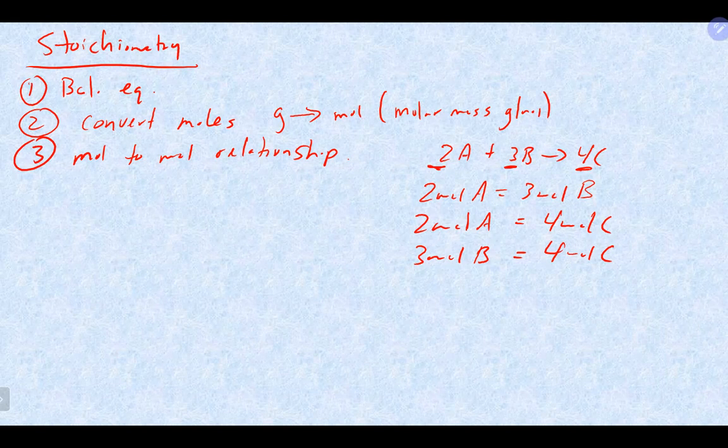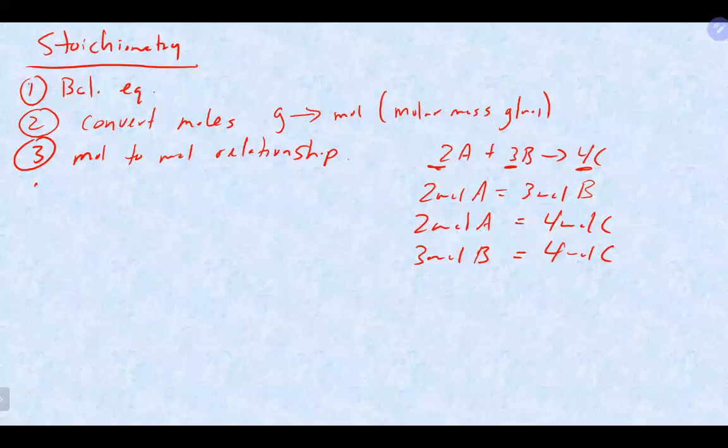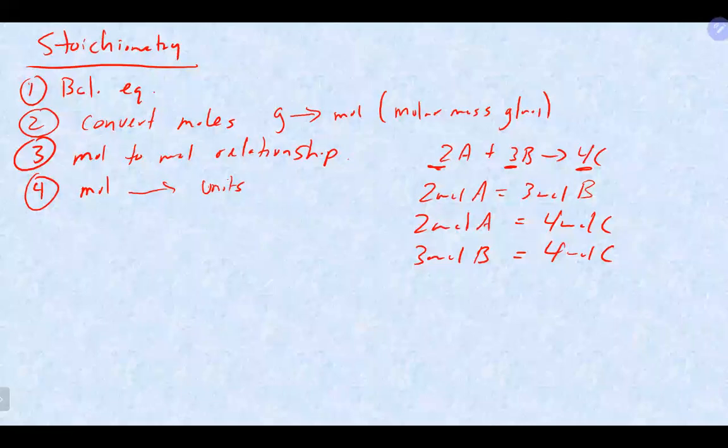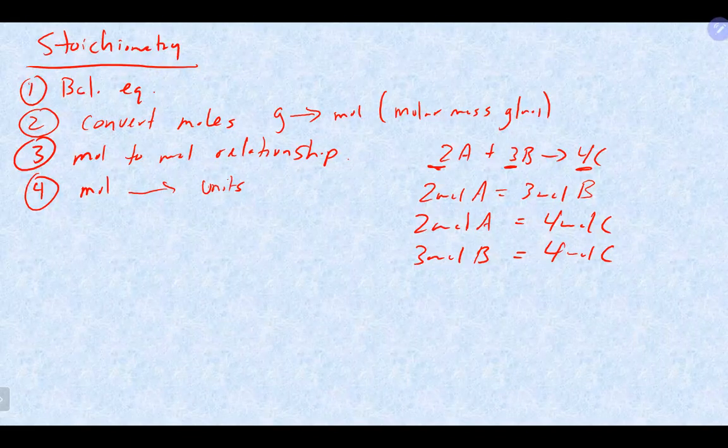And the last step is sometimes needed, sometimes not, but oftentimes it is needed. You should always be in moles at this point, and then you want to go to some other units. Very common in stoichiometry problems in general, we use molar mass here on the back end of the calculation to go from moles back to grams, which is a very, very common way of doing it.